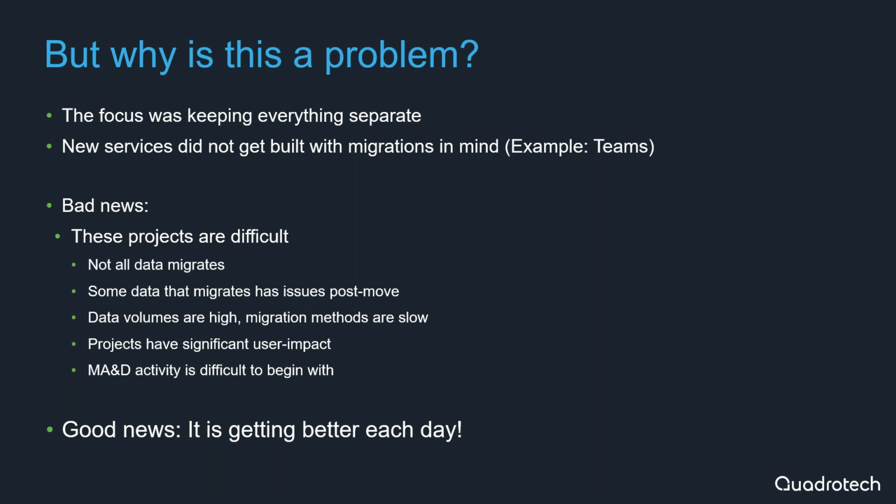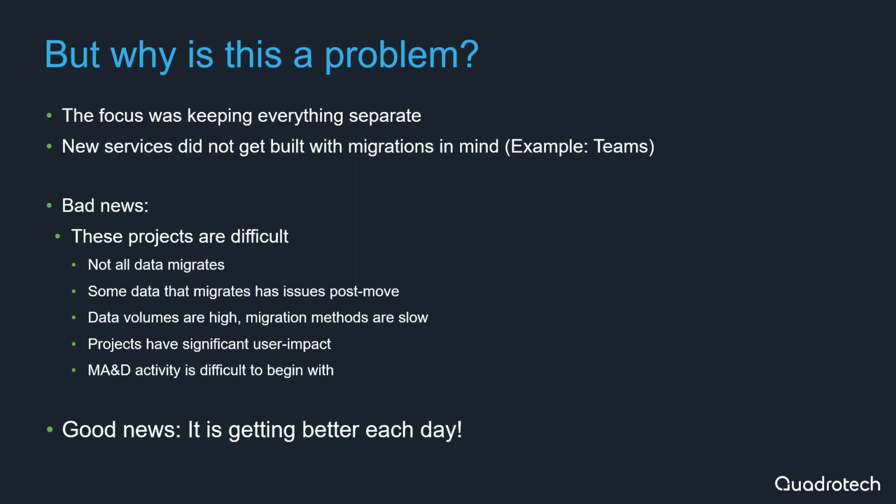The other problem that we have is new services have been created that have had a really high adoption rate. They weren't really built with migrations in mind. A great example of this is Teams, which we're going to talk about in great detail, of where we are today and where we're going. To layer on the bad news, these projects are hard. We're going to talk about that today and be quite honest that there's some data that just doesn't migrate between tenants.